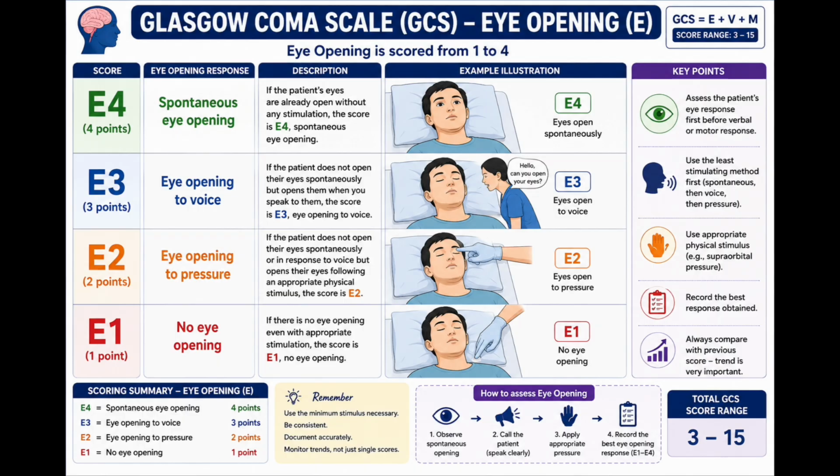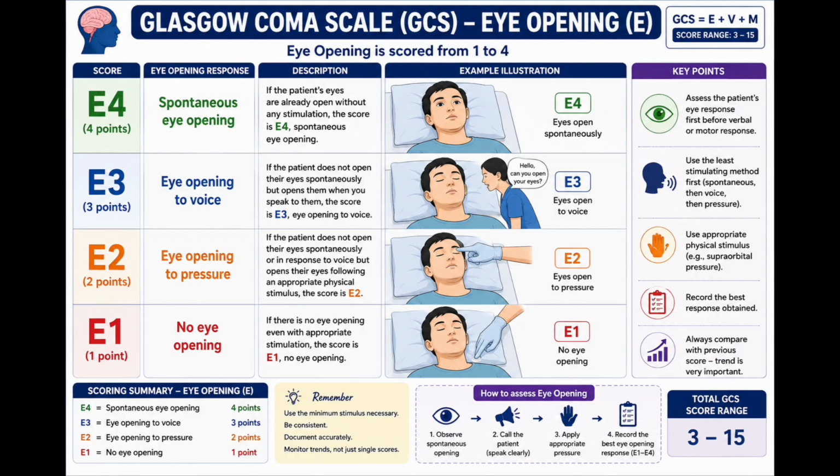For example, you say, "Mr. Ahmad, can you open your eyes?" And the patient opens their eyes in response to your voice. That is E3. E2, to pressure. If the patient does not open their eyes spontaneously or in response to voice, but opens their eyes following an appropriate physical stimulus, the score is E2.